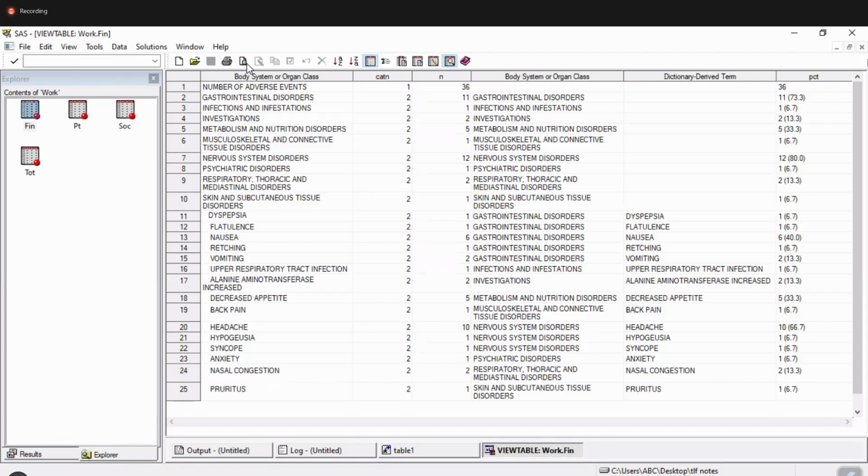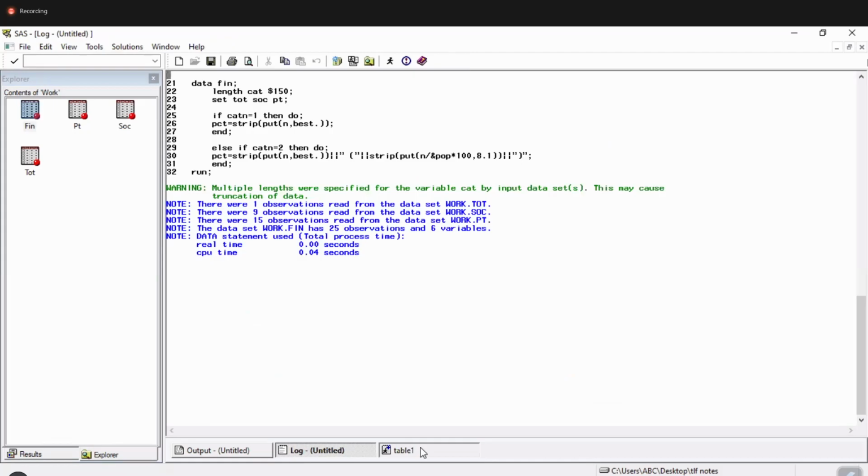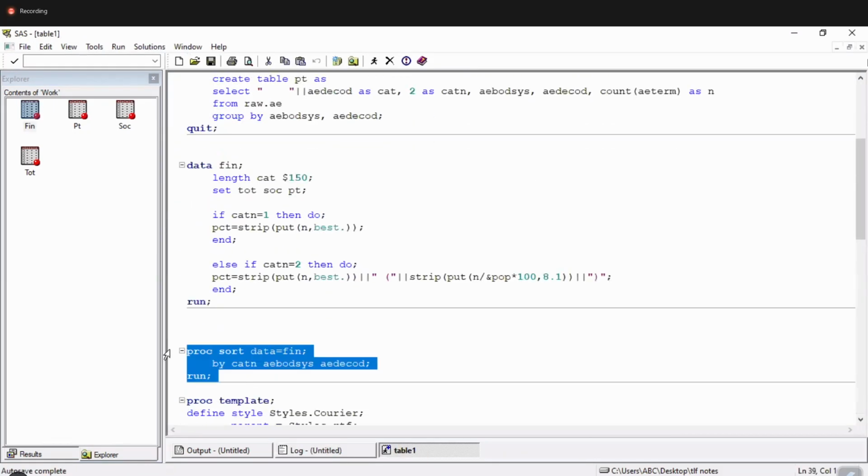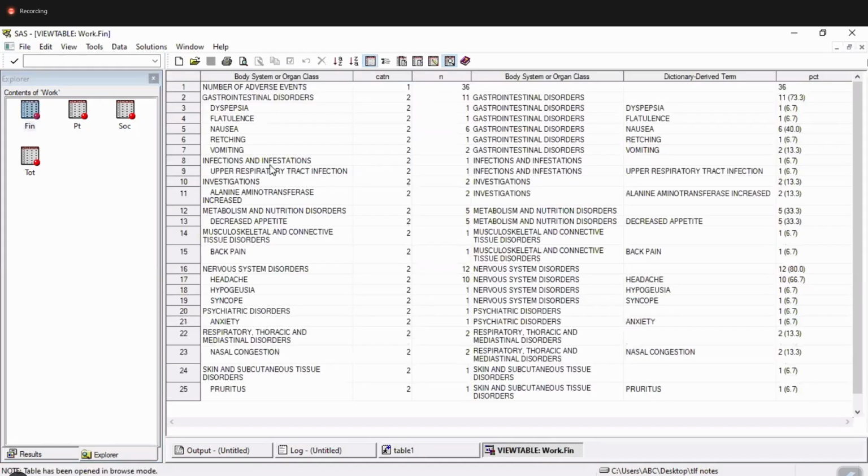Just keep it in order. It's not coming in order, so you just sort it correctly. If you sort it correctly, it will come in order. I'm just sorting in order. Under gastrointestinal disorder, these are the AE codes. Under nervous system, these are the AE codes. Clear?